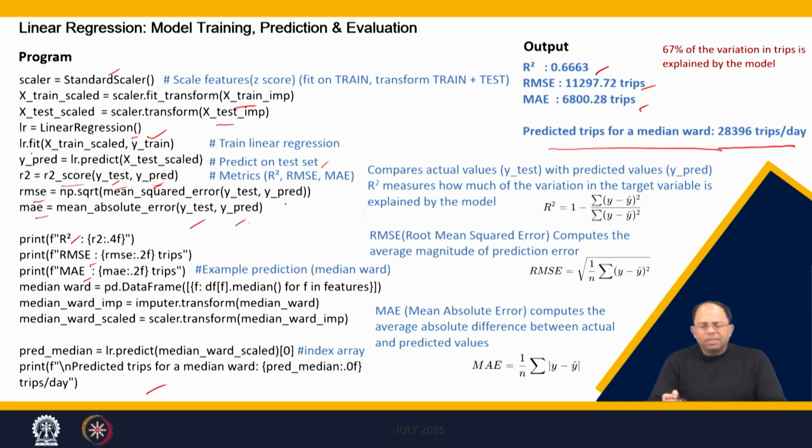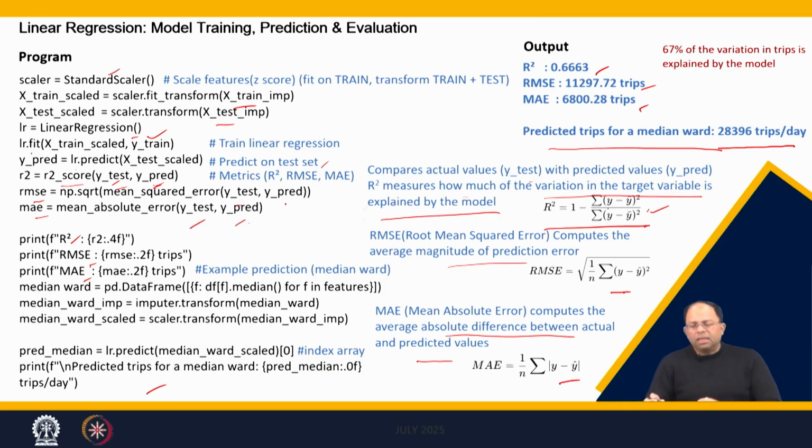Now just to give you details, this is the formula for R square. It compares actual values y test with predicted values y pred, and R square measures how much of the variation in the target variable is explained by the model. So y minus y cap is the variation, and how much of that is explained is demonstrated by R square. RMSE, root mean squared error, computes the average magnitude of the prediction error. And then MAE, mean absolute error, is computed, which computes the absolute difference between actual and predicted values. So this is how we can compute MAE.